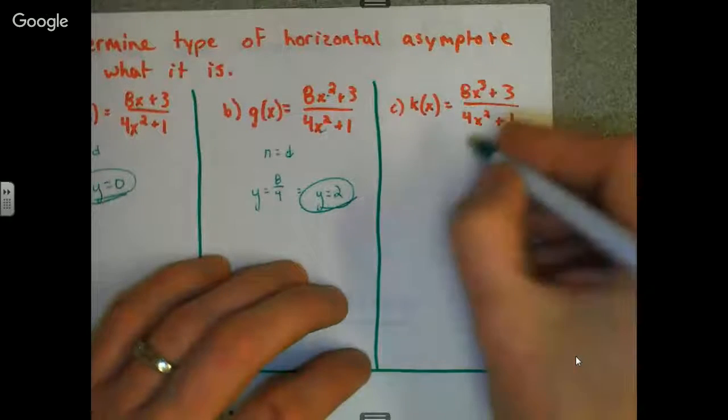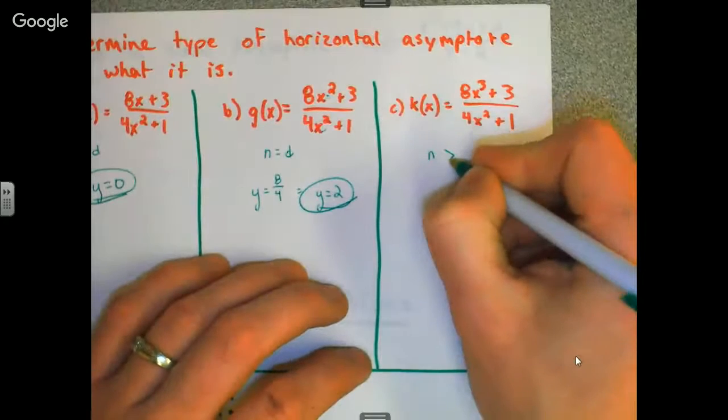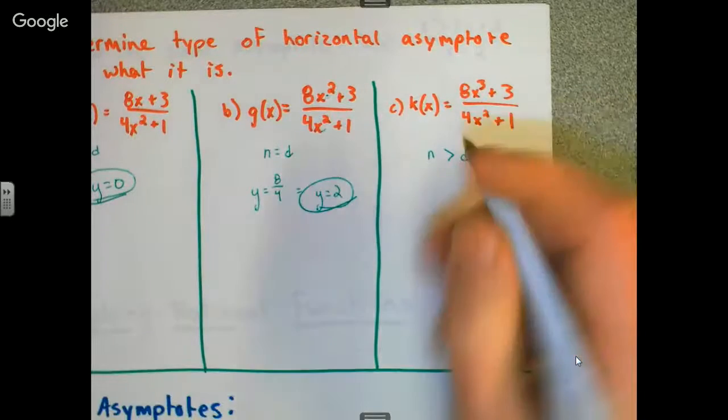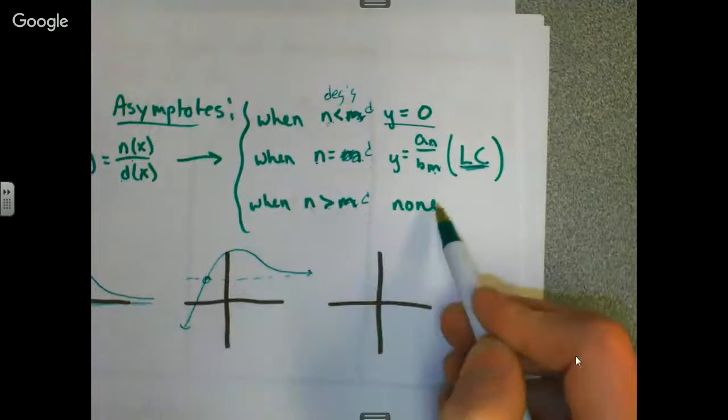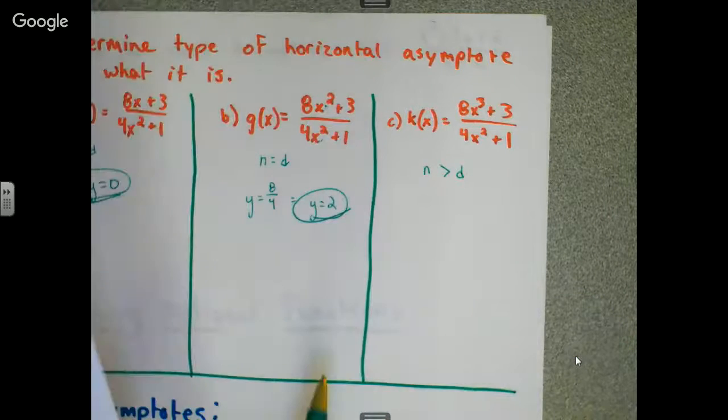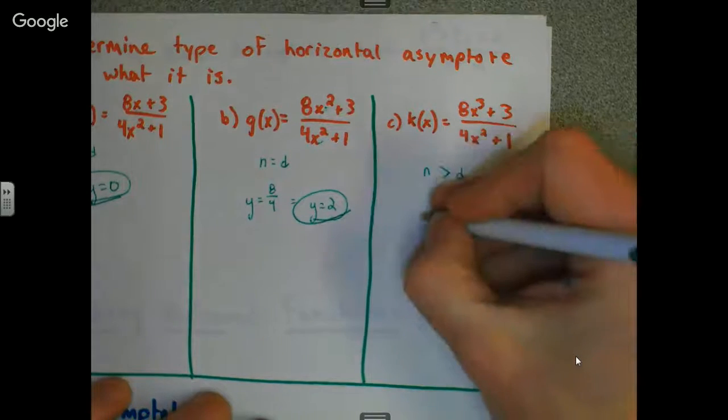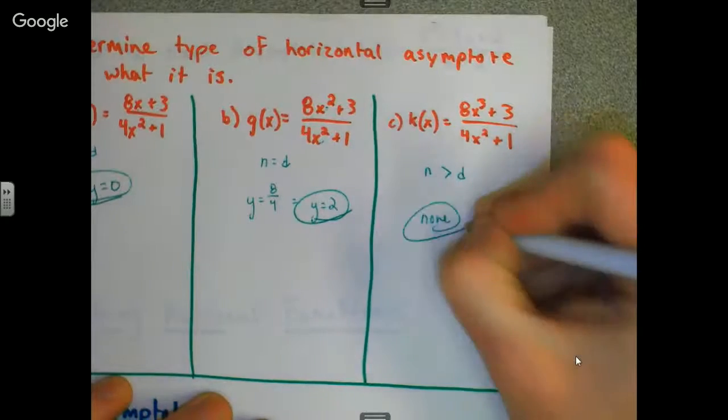And the last one, our numerator is bigger than our denominator in degrees. Okay, so when the numerator's degree is bigger than the denominator, we do not have an asymptote. So there is none on that one.